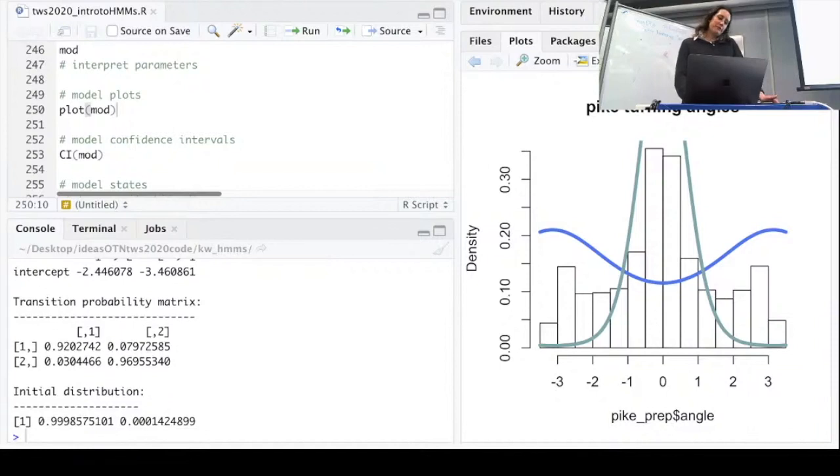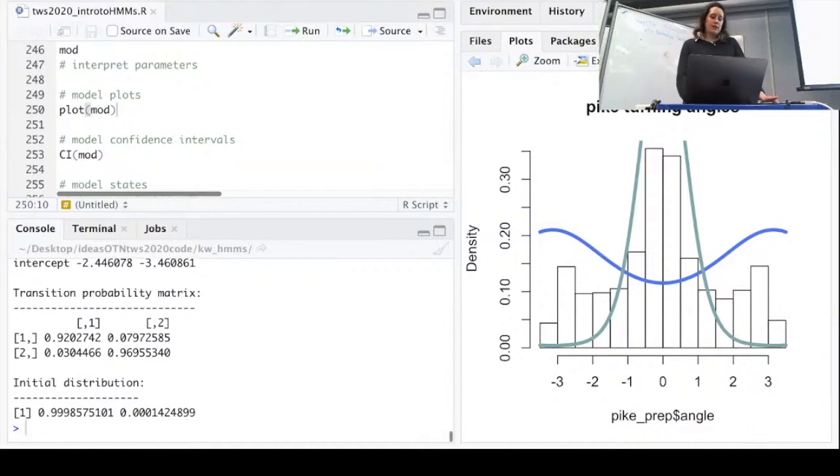This is your transition probability matrix. So this is telling you that if you're in state 1, you have a 92% or 0.92 probability of staying in state 1 from each time to the next time. If you're in state 2, you have a 0.96, 0.97 probability of staying in state 2. And then this is the probability of switching from 1 to 2, and this is the one of switching from 2 to 1.